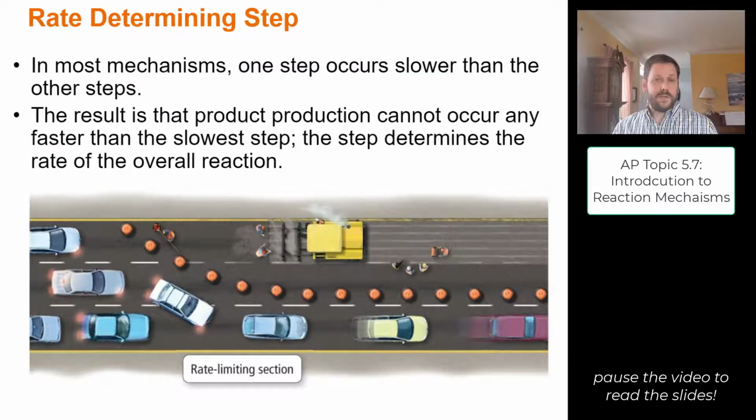When we look at reaction mechanisms with multiple steps, there will always be one step that occurs slower than other steps. The result is that that slow step is going to limit the rate of the overall reaction. Products can't be produced any quicker than that slowest step will allow. And the illustration here shows that even though there might be one strip of the highway where 3 cars can pass per minute, in that construction zone, where only one car can pass per minute, that's going to be the part that limits how quickly cars can arrive at a destination.